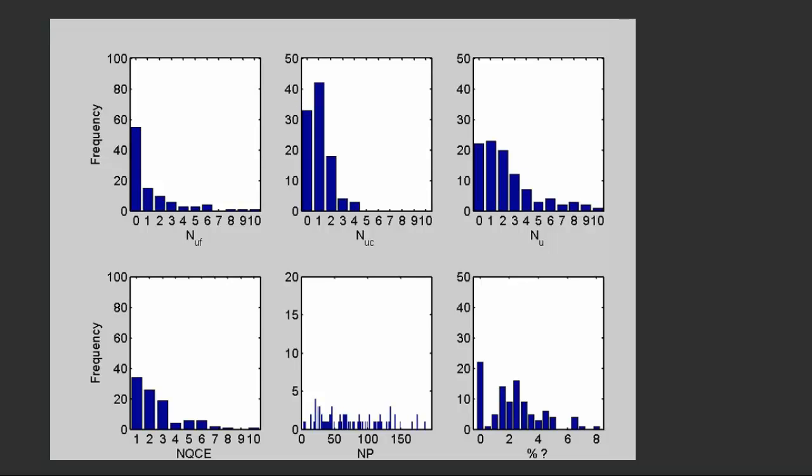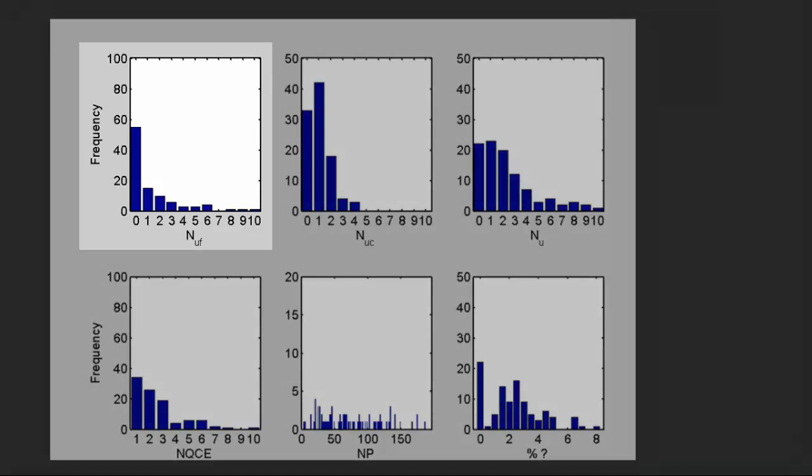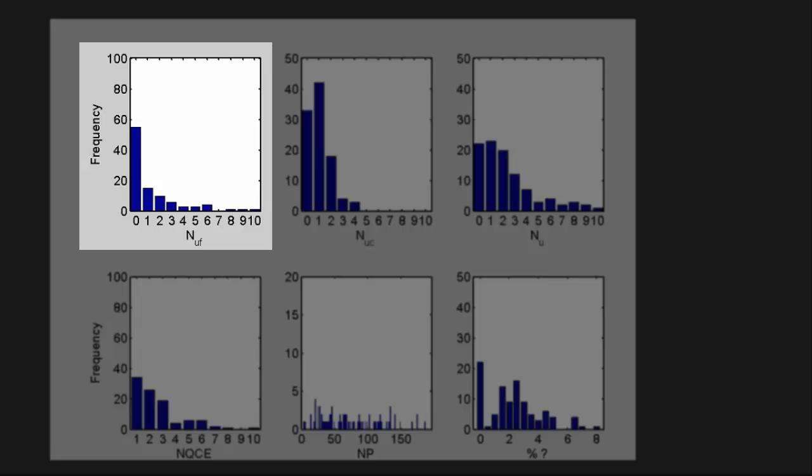What we're seeing here are histograms of the quantities that we've been paying attention to. The upper left panel shows the number of unacceptable results that were produced prior to the last good QC event. We call this NUF. We can see that in half of the simulations there were no unacceptable results, but there was at least one situation where there were as many as 10.